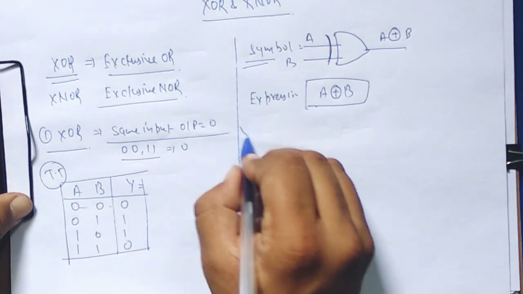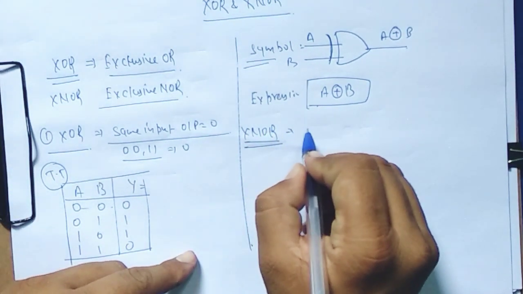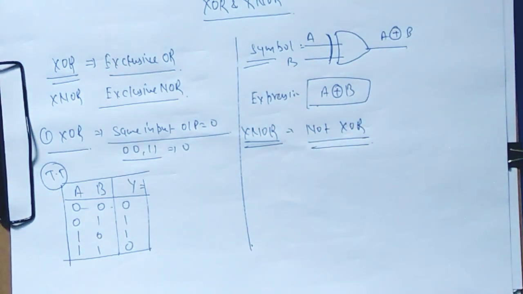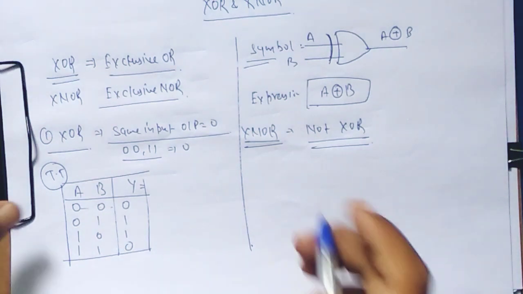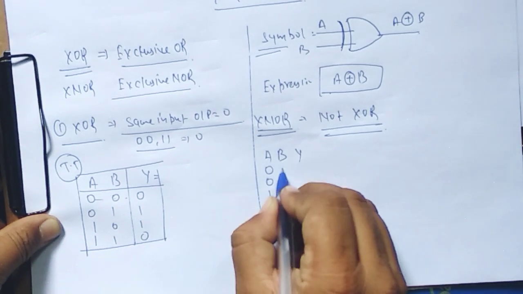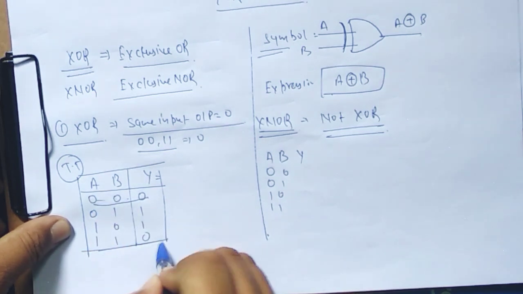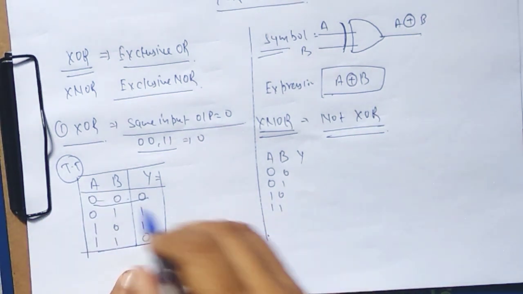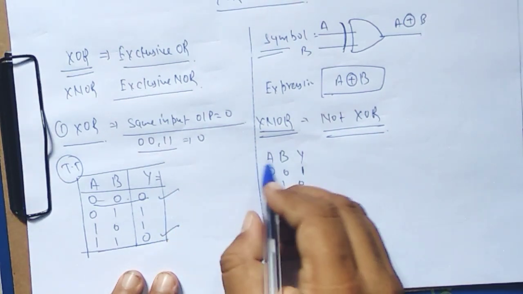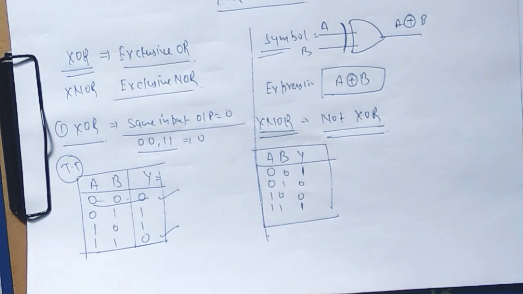Now what will be XNOR? XNOR is nothing but not XOR. Simply, XNOR is not XOR. So what will be the output? A, B, and Y: 0 0 1 1, 0 1 0 1. Now what is XOR? Same input, output will be 0. So here I just need to do the opposite: here I will write 1, here 1, here 0, here 0. In XNOR, in the same input the output will be 1.